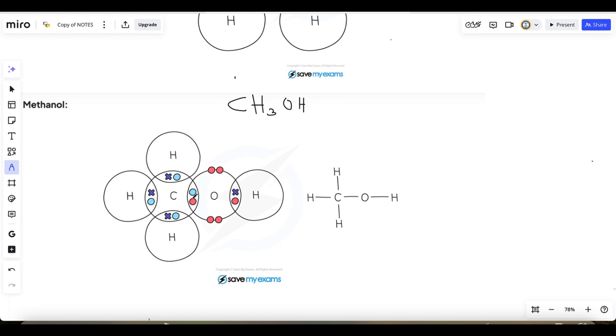Now on this side, it's going to bond with oxygen. In bonding with oxygen, it will bring the last one. You know it has 4 electrons in its outer shell. It brings the last one.